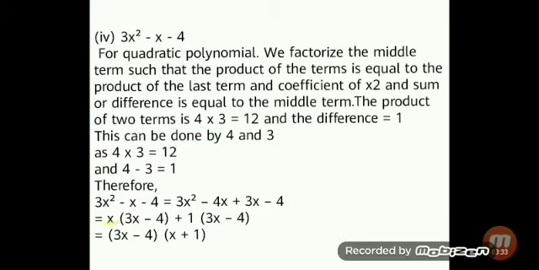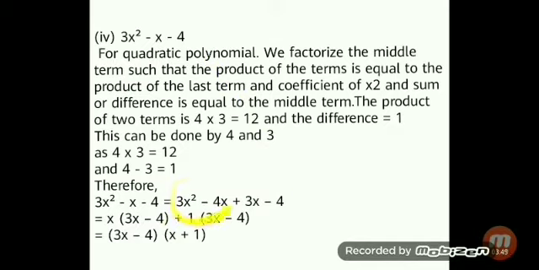So we write 3x square as it is. In place of minus x, we write minus 4x plus 3x. Since we want minus x, we take 4, the greater number, to be the negative one. And minus 4 remains the same.